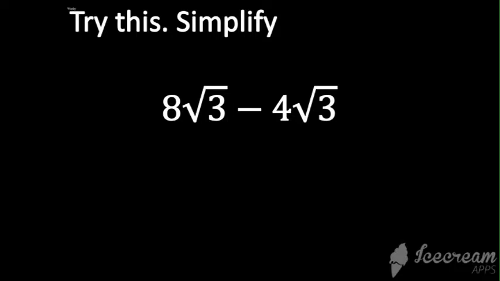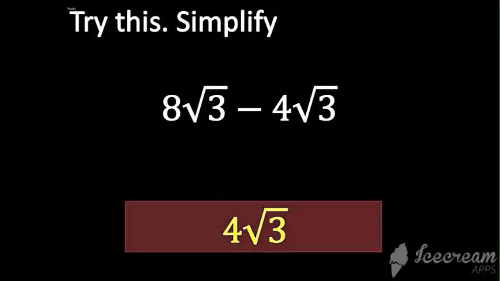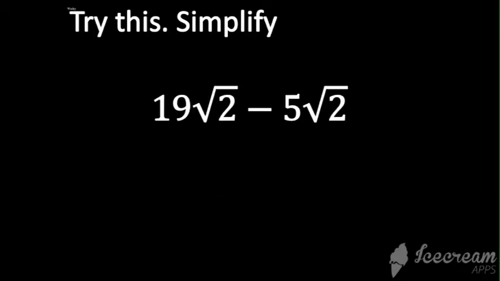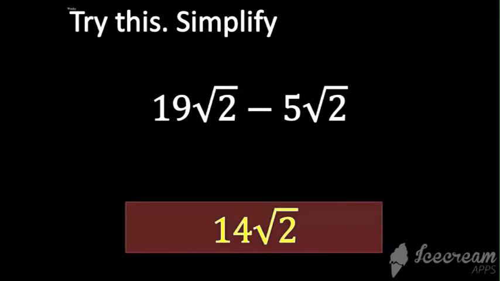Now try this. Simplify 8 times the square root of 3 minus 4 times the square root of 3. The answer is 4 times the square root of 3. Next one. Simplify 19 times the square root of 2 minus 5 times the square root of 2. The answer is 14 times the square root of 2.